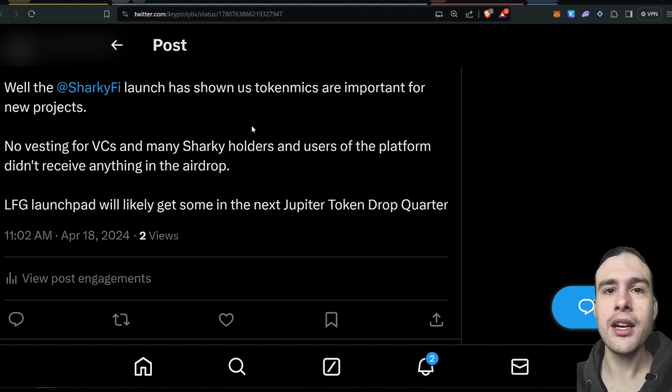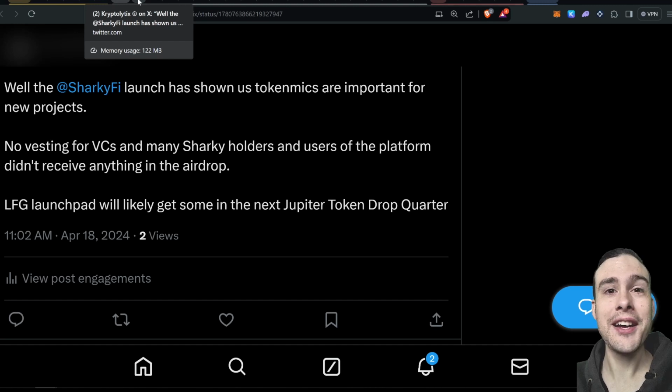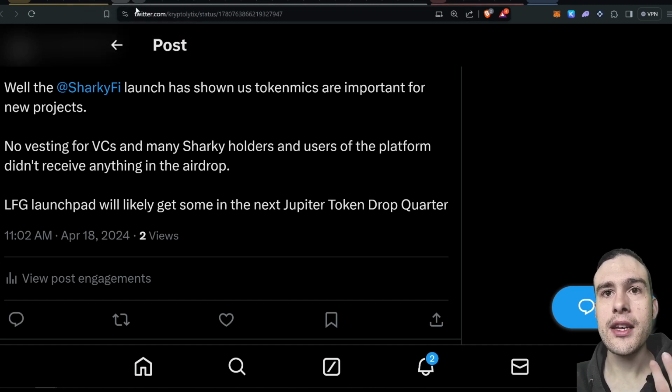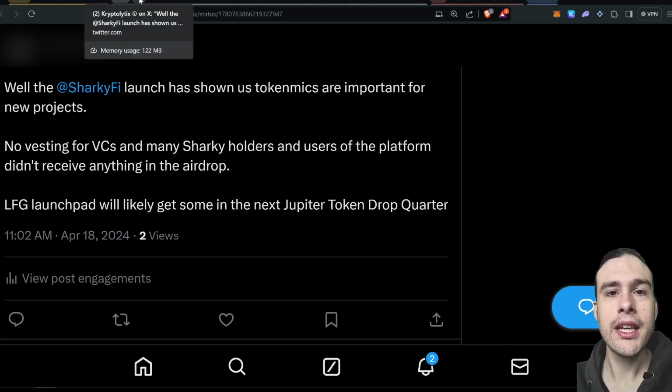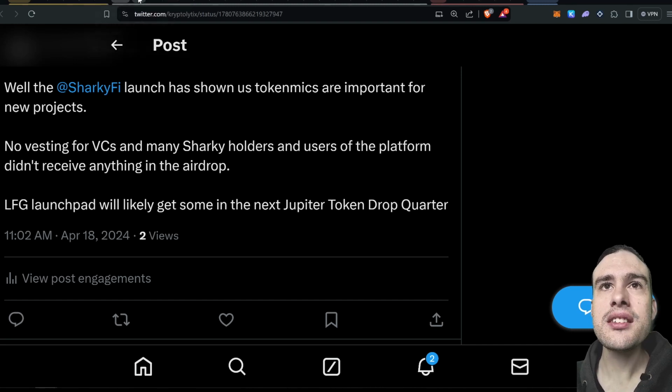I don't really care about it. I don't use the platform. I don't feel like I deserve an airdrop. So that's why I don't really care. But the people who were using it, for example, I know someone who has 2 Sharky NFTs and has put a bunch of volume through the protocol. They didn't get anything, which, you know, that sucks. And that's kind of a sign of things to come, I feel like.